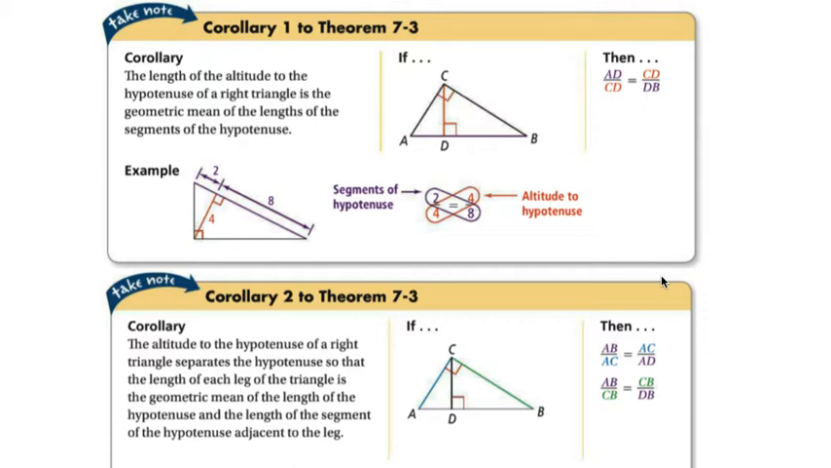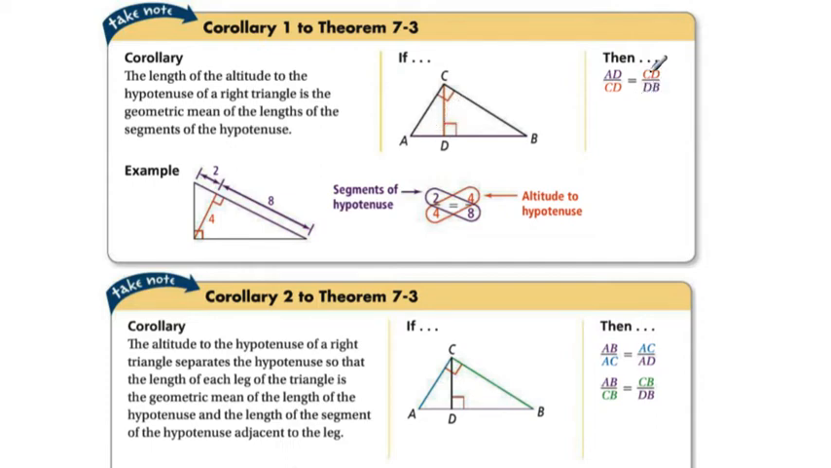Here are two corollaries to our theorem that we just had. And in this one, this is a pretty powerful thing to be able to use. This one says that the length of the altitude to the hypotenuse, so the hypotenuse is AB, the altitude is CD, and it says that the length of the altitude to the hypotenuse of a right triangle is the geometric mean of the lengths of the segments.